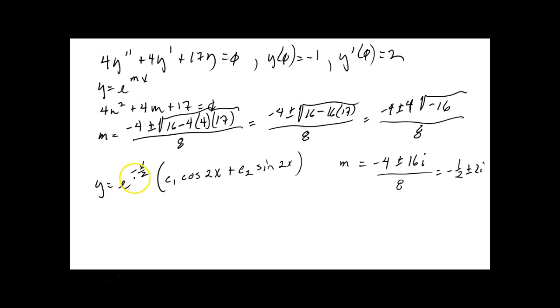So when x is equal to 0, y is equal to minus 1. And when you plug in a 0 for x, what's e to the negative 0 over 2? 1. Okay, so that's just a 1. And you have C1 cosine of 0, which is 1, right? Plus C2 times the sine of 0, and sine of 0 is 0. So this just gives us that C1 is equal to negative 1.